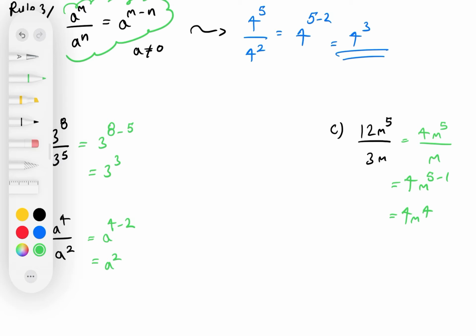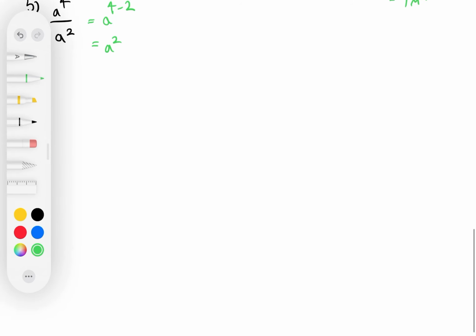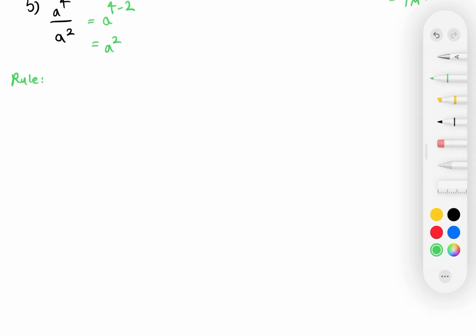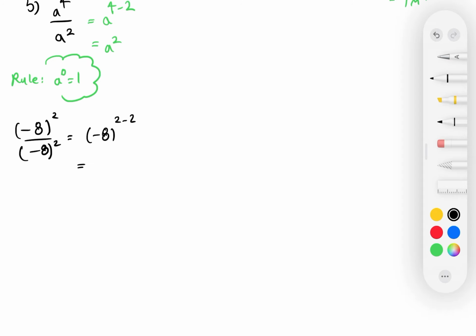All right. Now let's take a look at some other examples concerning the rule that we just talked about. Before this, a to the power of 0 is equal to 1. Basically, any number raised to the power of 0 is 1. So let's say we have, for example, negative 8 over negative 8, both of them raised to the power of 2. Here is the deal. First of all, they have the same base, so you can write them as negative 8 to the power of 2 minus 2, which becomes negative 8 to the power of 0. So the final answer is 1.